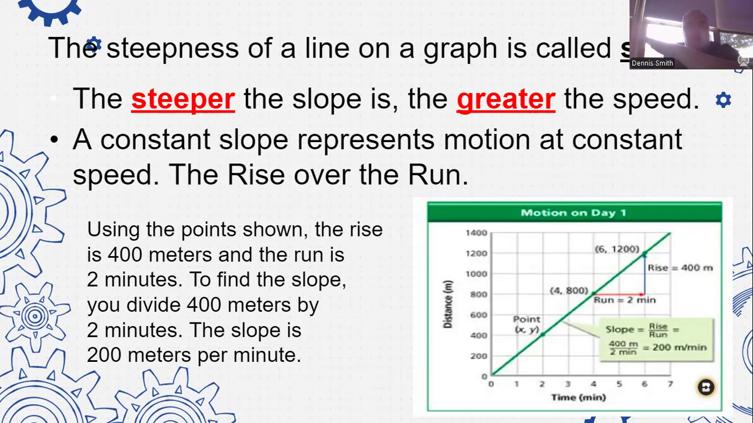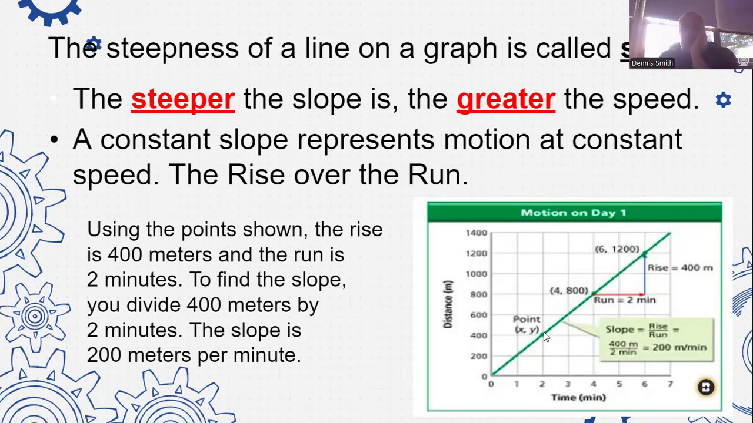A constant slope represents motion at a constant speed. So when you see straight lines, that means the speed is remaining the same. And it's the rise over the run. As I said, the steeper the slope is, the greater the speed. A constant slope represents motion at a constant speed. So, using the points shown here, you have the rise starting here at this first point on the line.